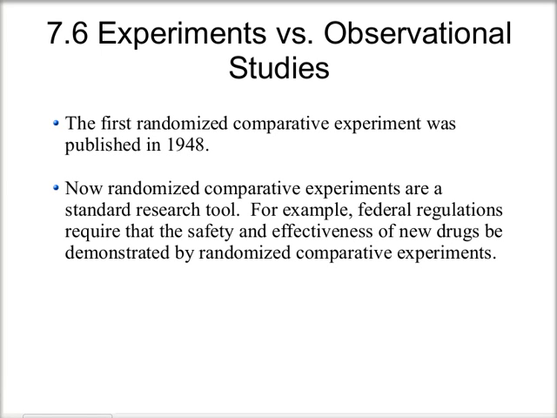In this section, we'll look some more at experiments and compare these with observational studies, which are sometimes done when experiments aren't possible. First, we'll go a little bit more in depth about experiments. The first randomized comparative experiment was published in 1948. Remember from the last section that a randomized comparative experiment is when a group of subjects are split randomly into a control group and a treatment group, and then after the experiment the effects on those two groups are compared.